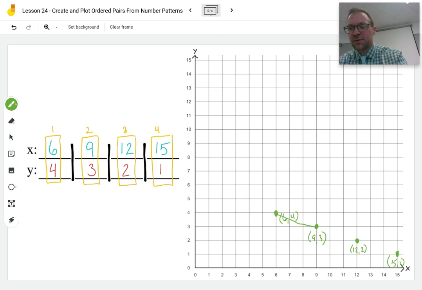And we're going to connect those points just like that. And again, it's another straight line. This time, this line slopes down to the right, much more gently than the previous line.